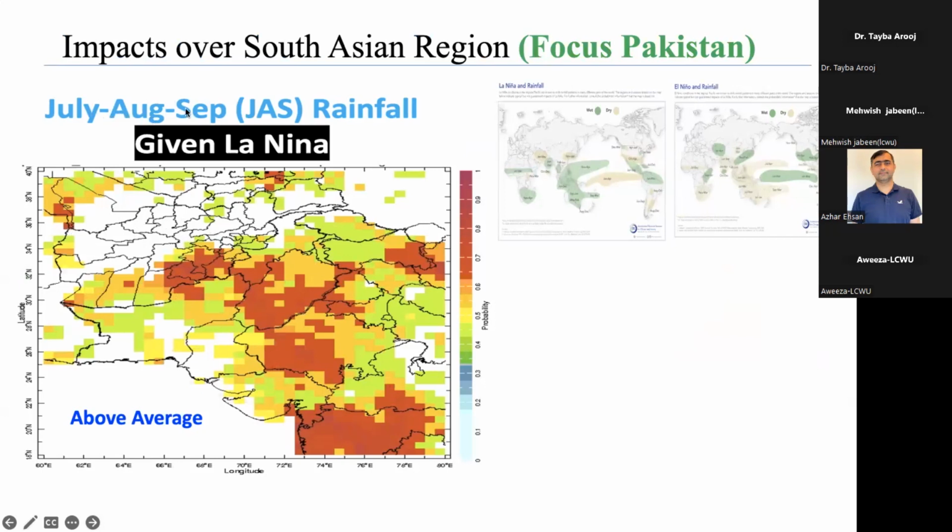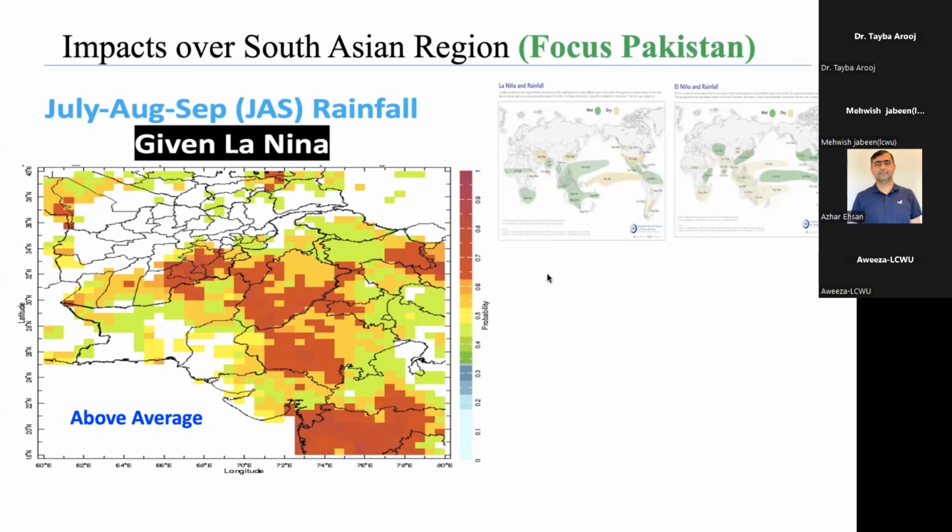So this is June, July, August, September rainfall, which is our monsoon time, given La Nina conditions. So it's a probability, not the rainfall. Probability that the rainfall could be above average if there is La Nina. You may see that there are a lot of red colors in particular in Punjab and in northern Balochistan and southern northern Sindh areas. Which means that if there is a La Nina, there's a high probability that the rainfall over this region will be more than average.